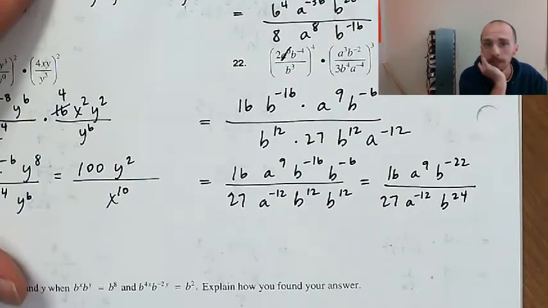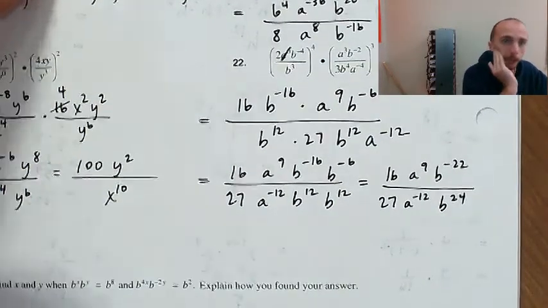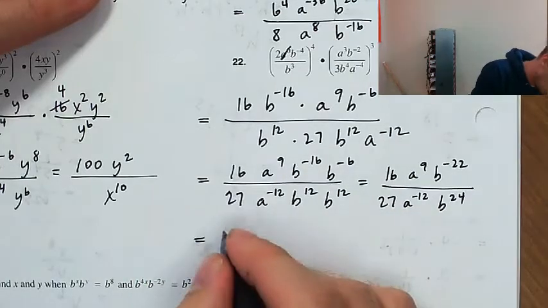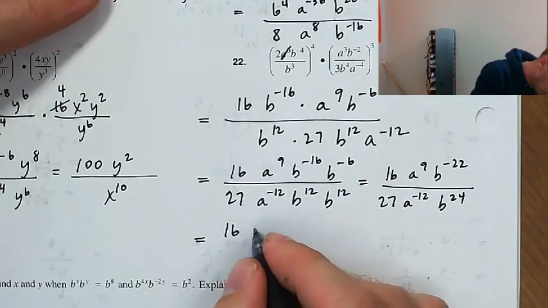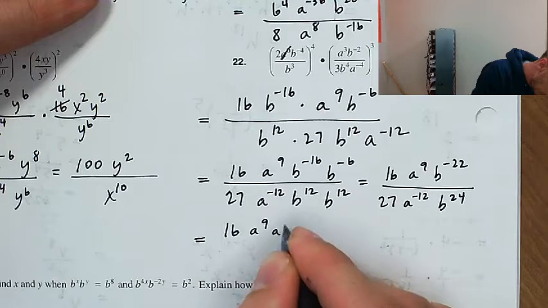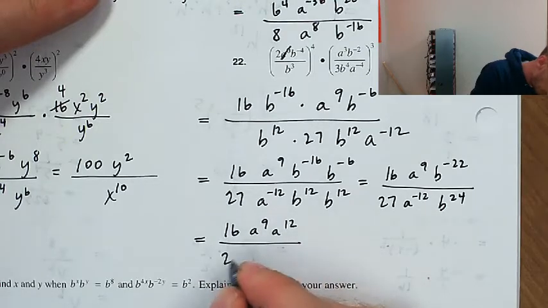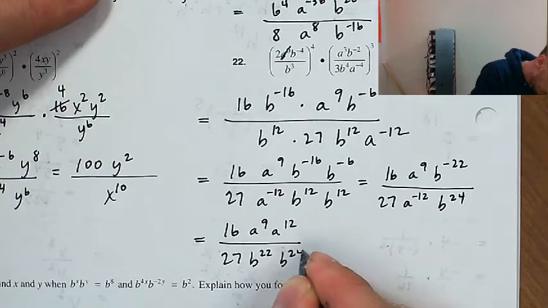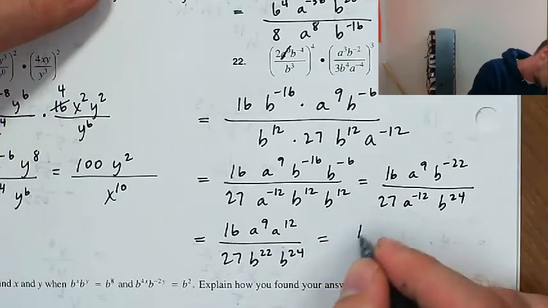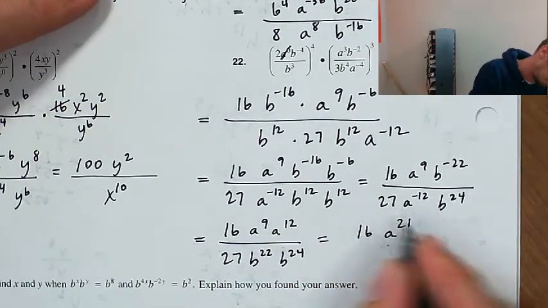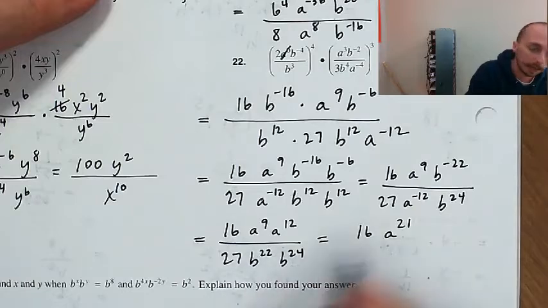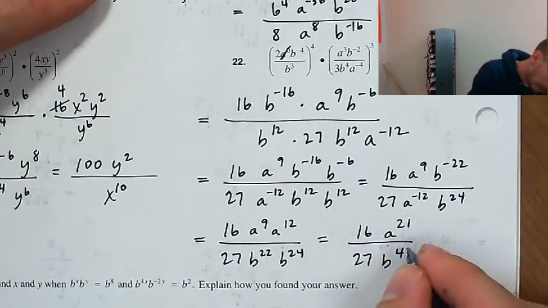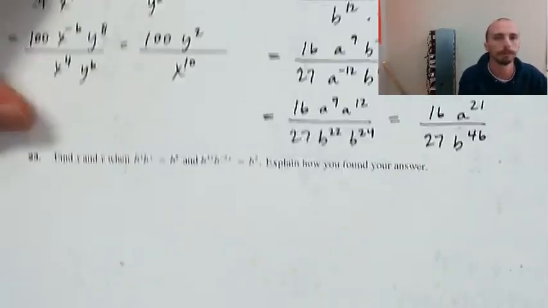Okay. I think this time I'm just going to send the negative exponents to the opposite side of the fraction, right? Okay, this one's going to go up top, that one's going to go down below. So I'll have 16 a to the 9 times a to the 12 divided by 27 b to the 22 times b to the 24, which would be in total 16a to the 21. I'm going to add those exponents, add these exponents. We'll have 27b to the 46th power. Wow, that's a lot.